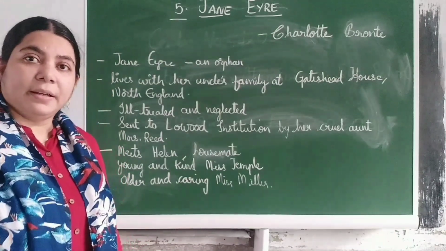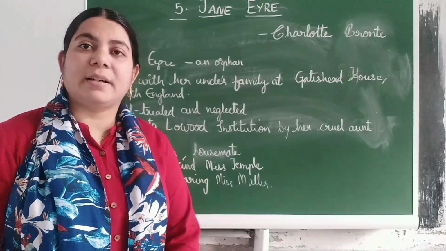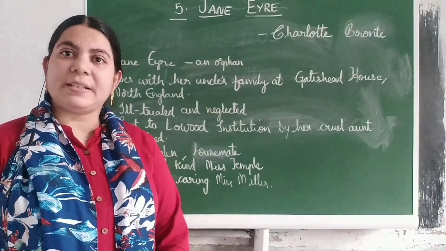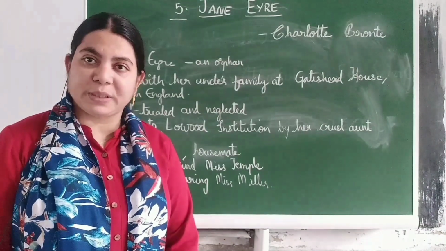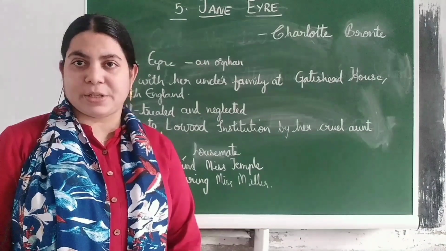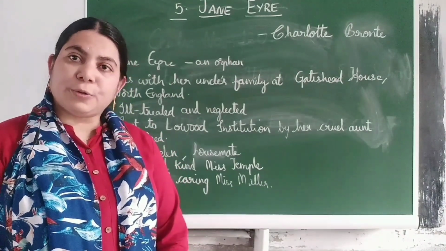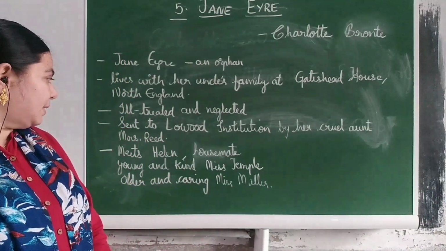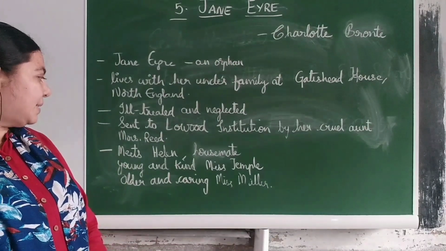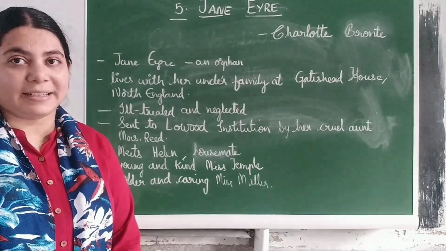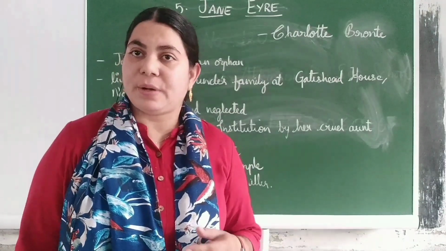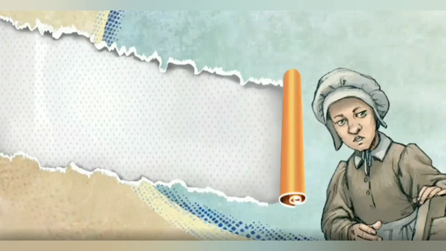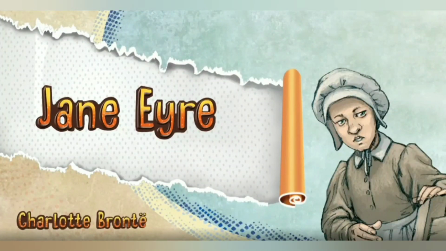There, Jane Eyre meets Helen and they both become good friends. Helen is a housemaid. House in the sense here means house for girls, that is, an orphanage. And she also meets two good people, who were Miss Temple, young and kind, and Miss Miller, older and caring. Let us try to understand the problems faced by Jane in the orphanage through this video. Jane Eyre by Charlotte Bronte.